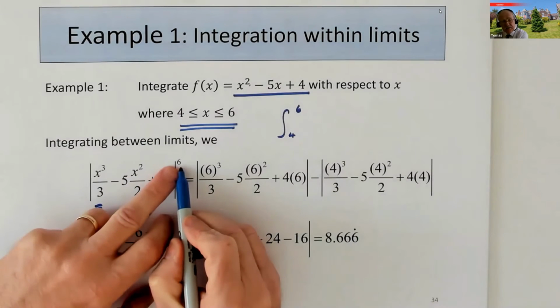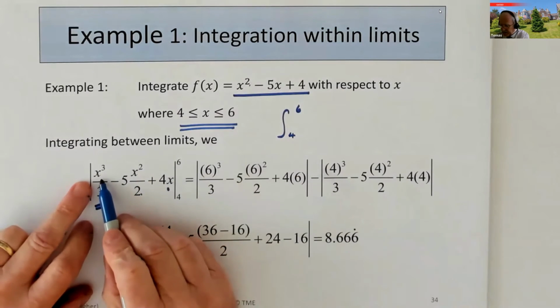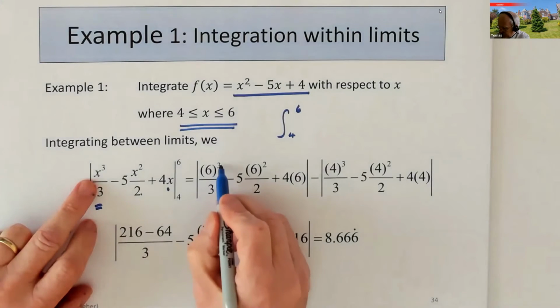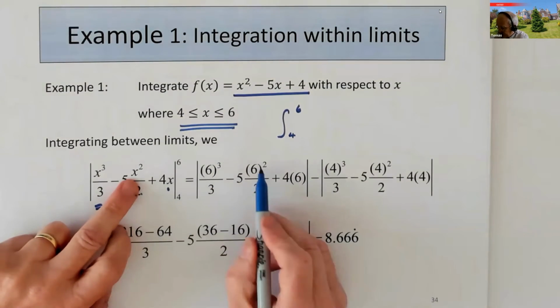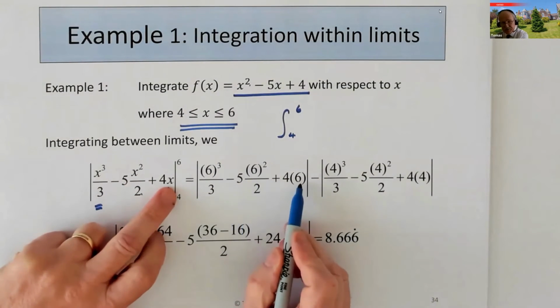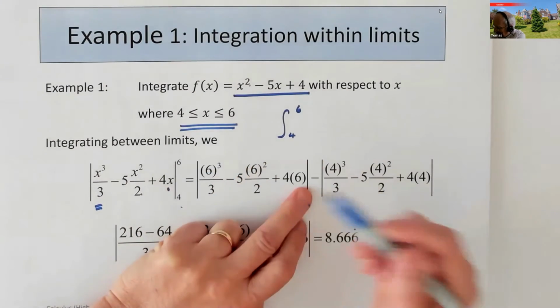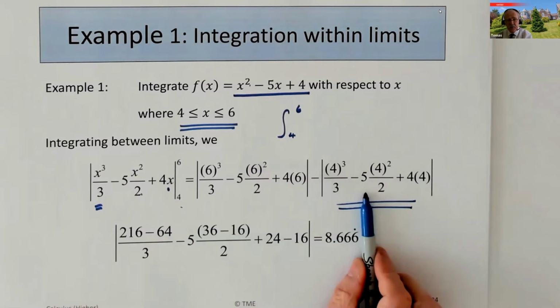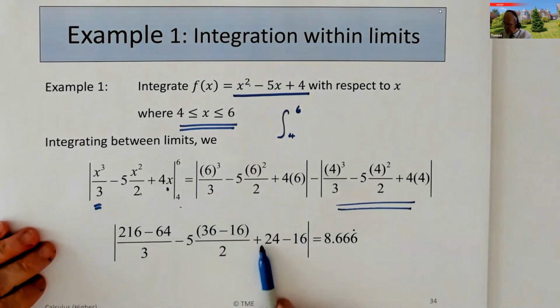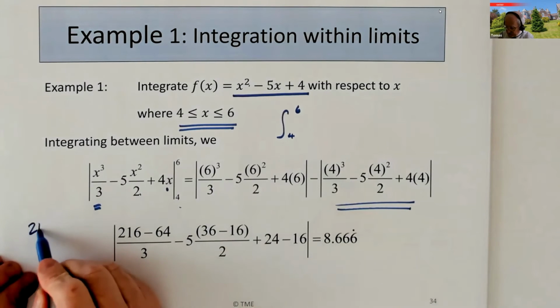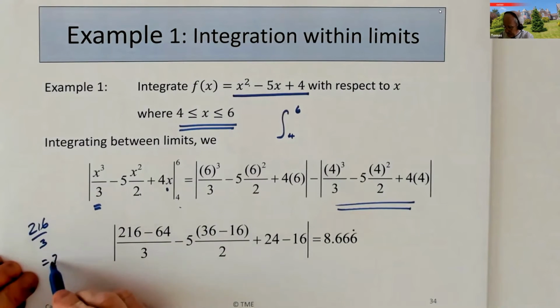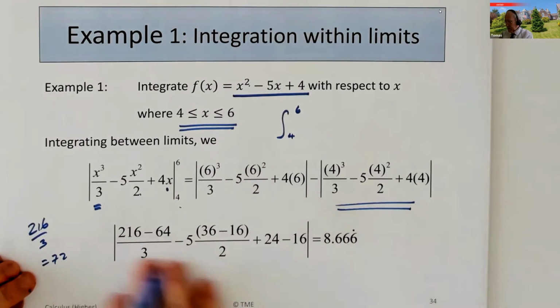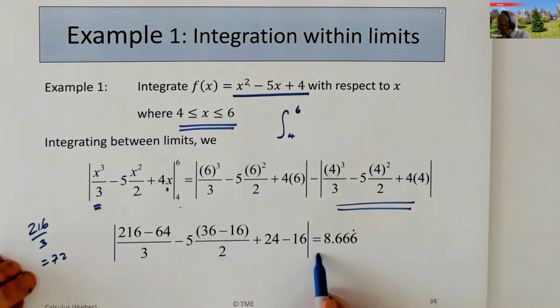So we're going to start by putting in the 6s on the top, everywhere there's an x, so that x cubed becomes 6 cubed over 3, 6 squared over 2, and 4 times 6. And now we do the same, plugging in the values of 4. This is just arithmetic, really. And we do all the sums in between, like 6 cubed is 216 over 3, which is 72 or whatever. That's just a calculator. So let's assume that we're doing that okay, and we end up with 8.666 recurring on that. So that's our answer.